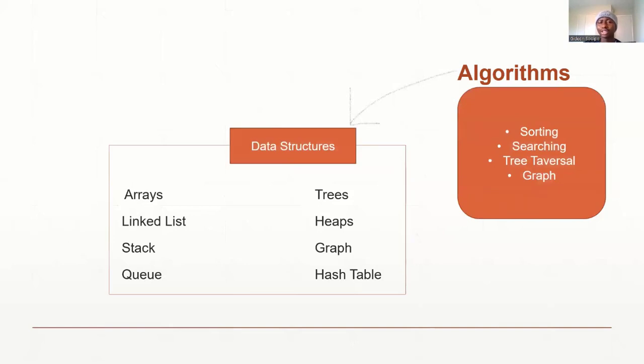So we are going to be talking about arrays as part of our data structures. We'll be talking about linked lists, stacks, and queues. Then we have trees, heaps, and graphs. And then we perform algorithms like sorting, searching, tree traversal, and graph algorithms on our data structures.